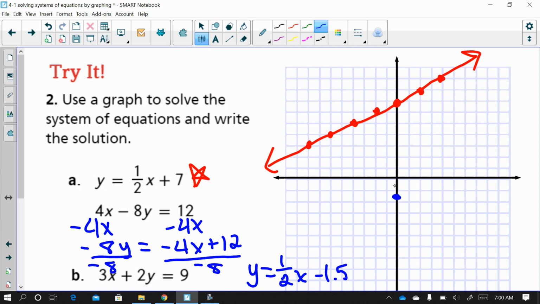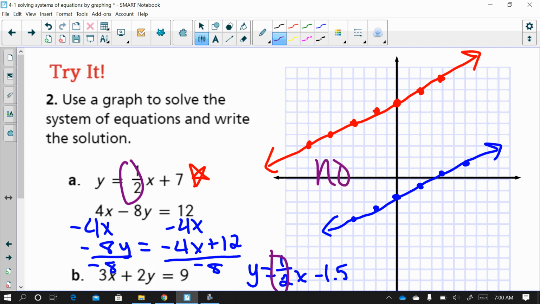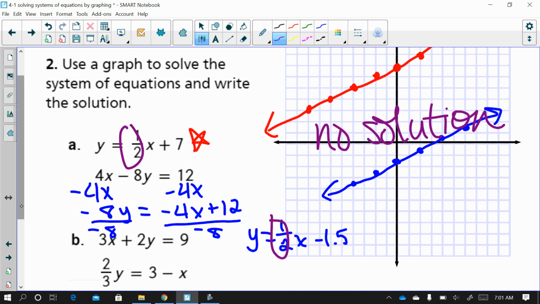And I go up 1 over 2, up 1 over 2, or down 1, left 2. Okay, connect the dots. Okay, what do we notice? Well, slopes are exactly the same, so it means they're parallel, so there's no solution. Okay, please pause the video and try letter B.